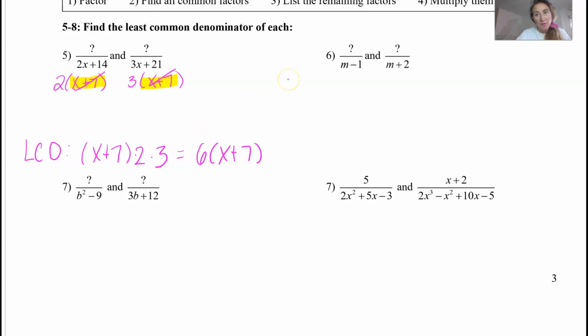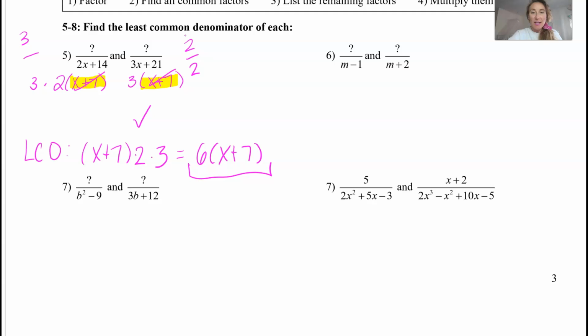Or 6x plus 42. Let's leave it in the factored form. So that means I need to multiply the first part by 3 over 3, and I need to multiply the second part by 2 over 2. And that's going to be a good answer.